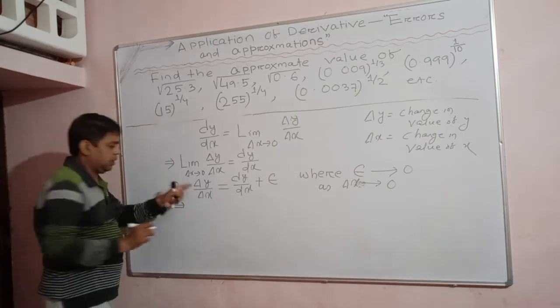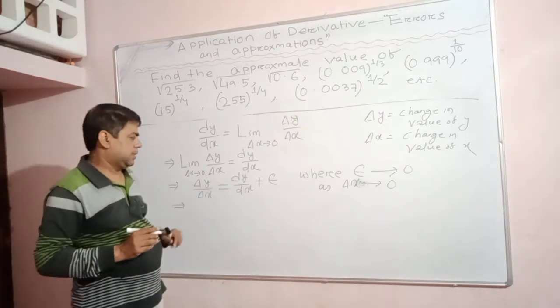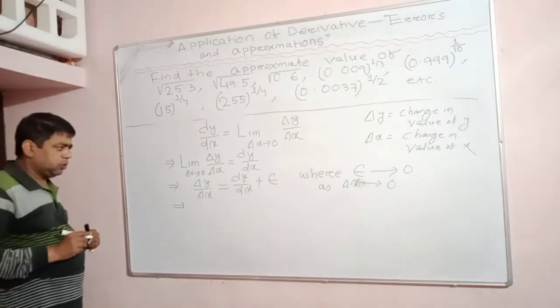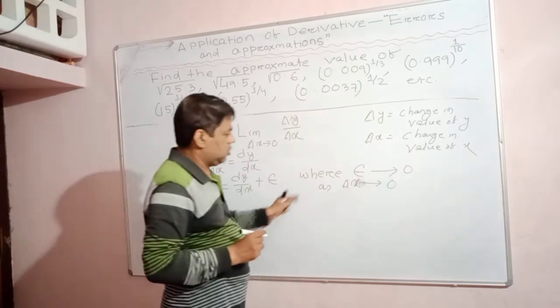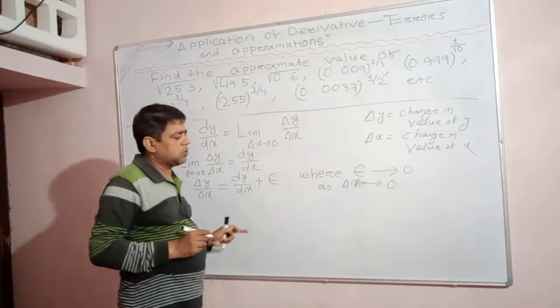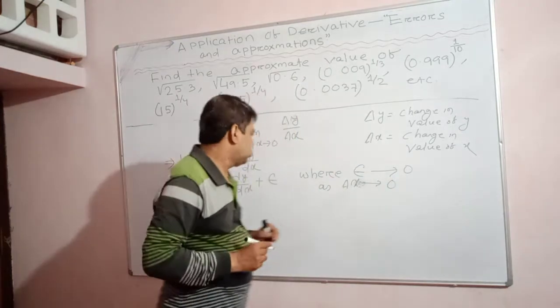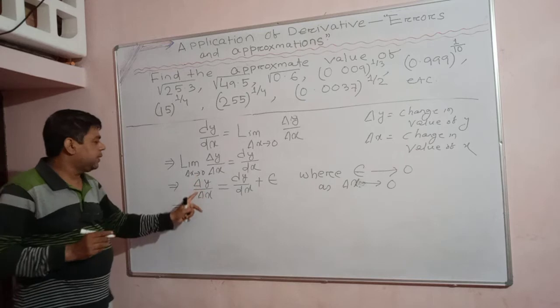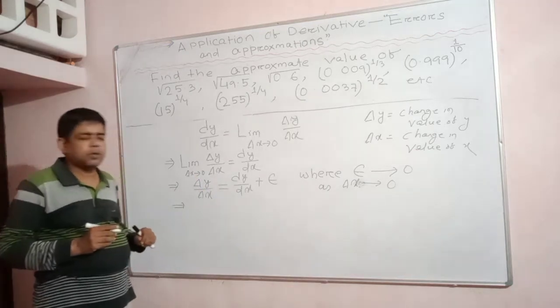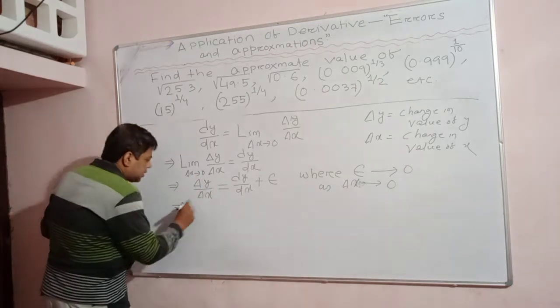Here we got del y by del x is equal to dy by dx plus epsilon, where epsilon approaches 0 as del x approaches 0. It means whenever del x is very close to 0, then epsilon is also very close to 0. Then del y by del x is equal to dy by dx plus epsilon. Now let us transpose.